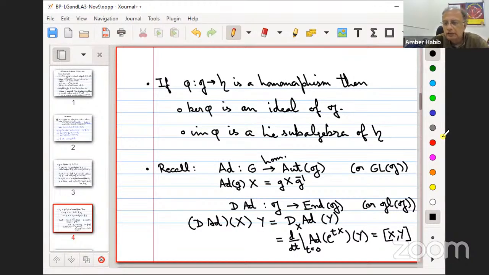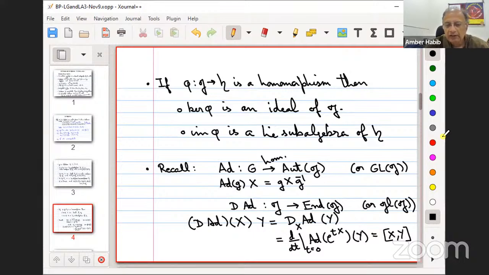Okay. Now, once you have such a map, you can talk about its derivative, and the derivative goes from the tangent space to the tangent space. So the tangent spaces are the relevant Lie algebras, little g, and all the linear maps of little g.